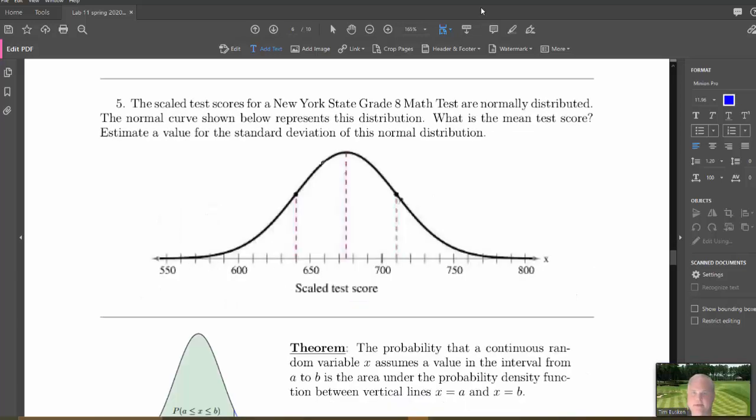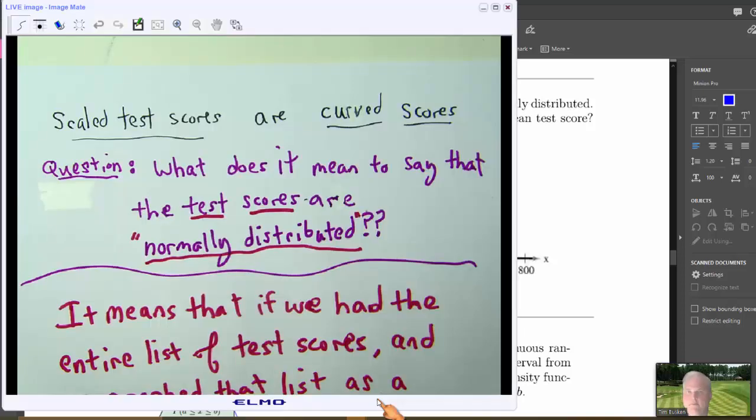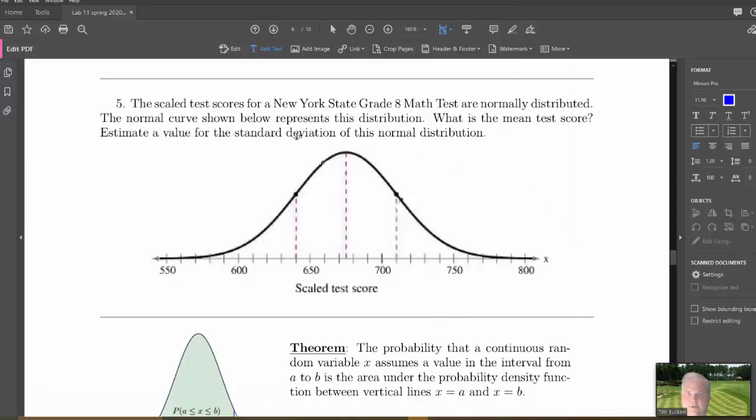Question 5. The scaled test scores for a New York State grade 8 math test are normally distributed. The normal curve shown below represents this distribution. What is the mean test score? And also estimate a value for the standard deviation of this normal distribution. One thing you need to know here is that scaled test scores really are curved scores. So when it says the test scores are scaled, it means these are all curved scores.